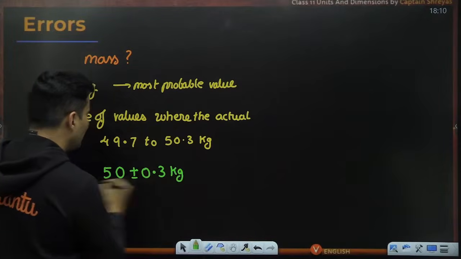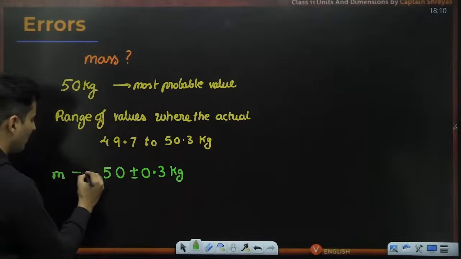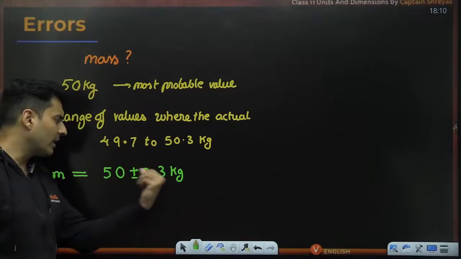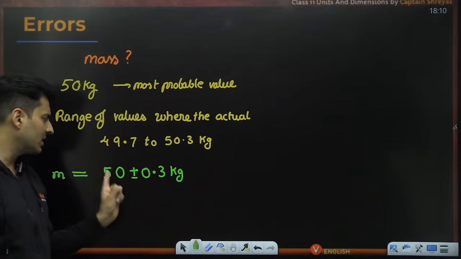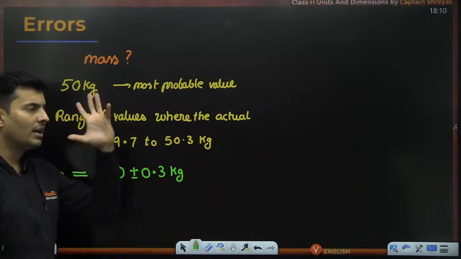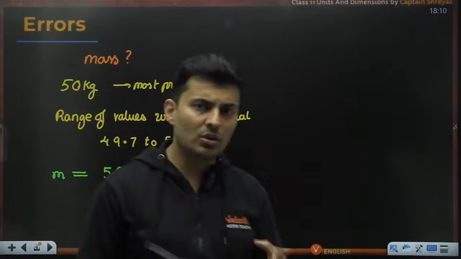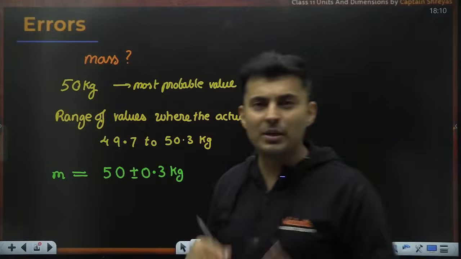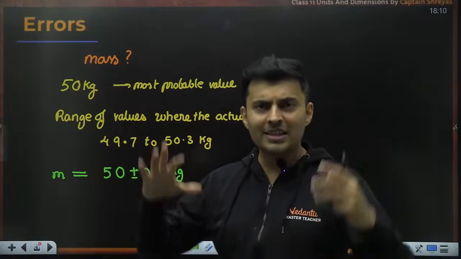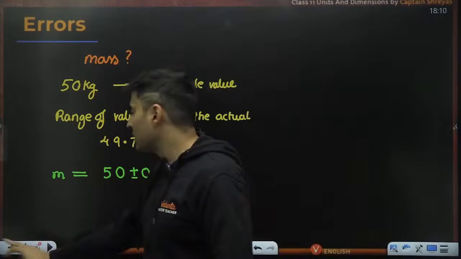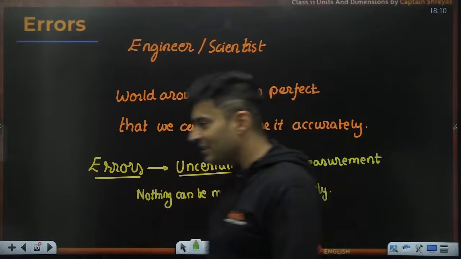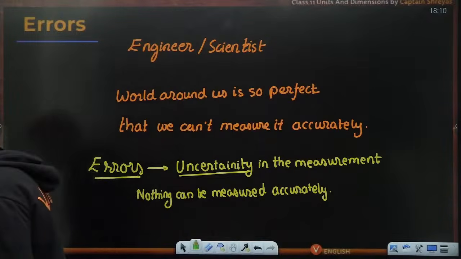If you say my mass is 50 plus minus 0.3 kg, it is understood that if you subtract 0.3 from 50, it will be 49.7. If you add 0.3, it will be 50.3. So somewhere in this range, your actual value will be. Is that understood? This is how we represent any value in physics, mathematics, chemistry, biology, anything, because engineers and scientists cannot measure this perfect world exactly. It's so perfect that there is always some uncertainty in it. Is that absolutely clear? Okay, very good.